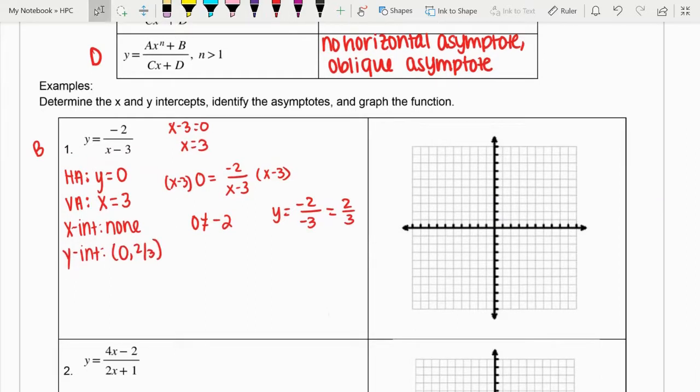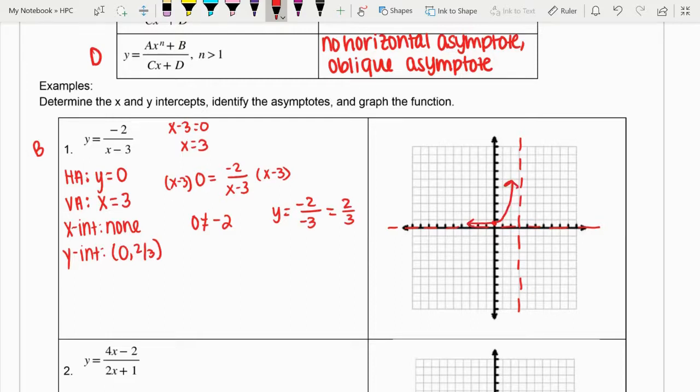Okay, so I can go ahead and plot these points first. So my horizontal asymptote is going to be at y equals 0. My vertical asymptote is at x equals 3. Okay, then I know my y-intercept is at 0, 2/3. It's like right about there. Okay. So this side is going to look like this.